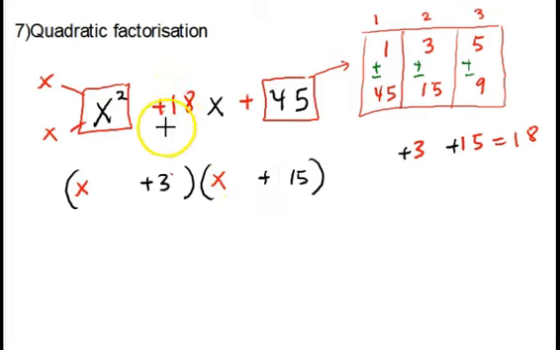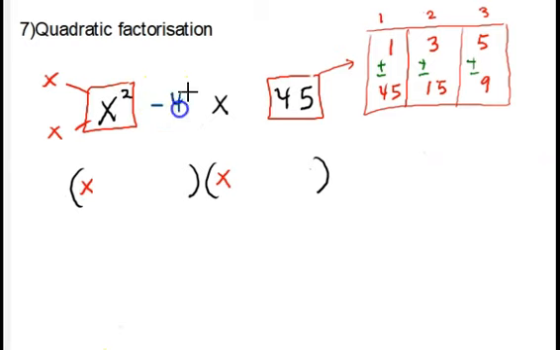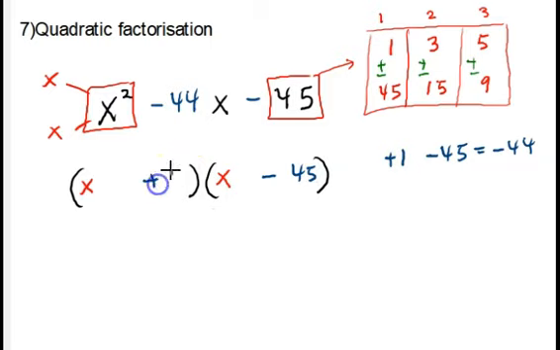Now let us try a bit more difficult one. Let us try with negative 44. How do we get negative 44 from this? We can get 44 from the first box, 1 and 45, which gives negative 44. Here is positive and here will be negative. So we just put negative 45 and plus 1. This is how we do quadratic factorization.